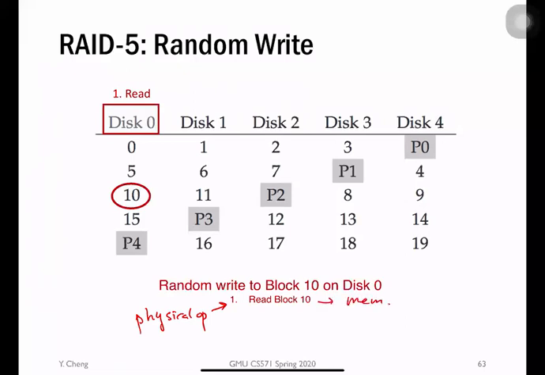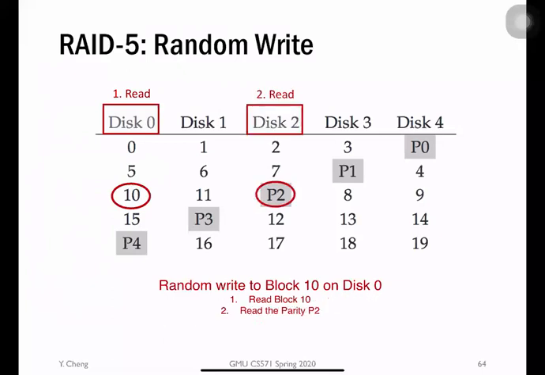Okay, so keep in mind, this is the first physical read, a physical small IO. At the same time, because we're talking about the parity chunk as well, data chunk 10's associated parity chunk is stored under disk number 2, which is P2, right, over here. In order to update this parity chunk, you need to read it out. So this is the second physical operation, okay? Read the parity chunk out.